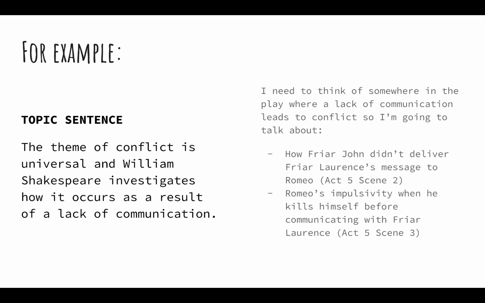So what you need to do now is you need to take your topic sentences, so you've got 2 of them, and you need to find 2 examples in the play of where that happens. All you need to do is do exactly what I have done here. Write down what happens. Friar John didn't deliver Friar Lawrence's message to Romeo, and write down where it happens, Act 5, Scene 2. So you need 2 pieces of evidence for each topic sentence. You have until the end of the lesson to get that done.